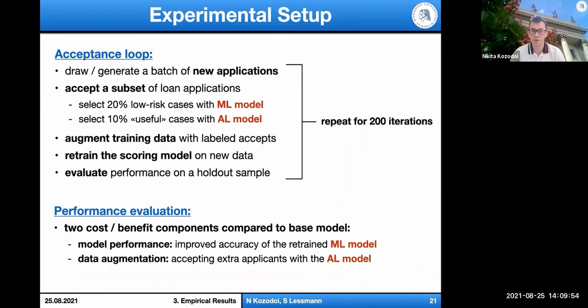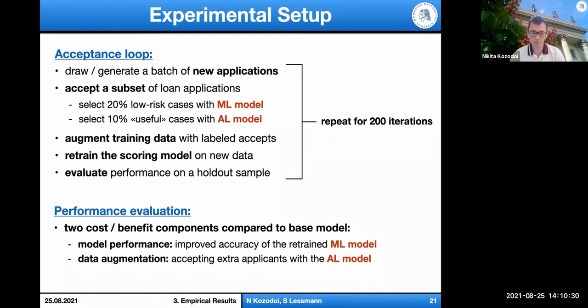So here in our experiment, we accept 20% of customers predicted as least risky by our scoring model, by our ML model. And in addition to that, we also select 10% of cases selected by an active learning model. So the cases that the active learning model thinks are most useful for improving the performance of our ML model. Now, we essentially run this iterative process for 200 iterations and evaluate the performance of the scoring model on a holdout sample.